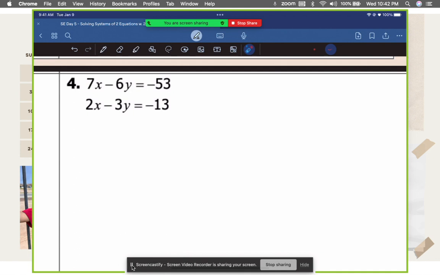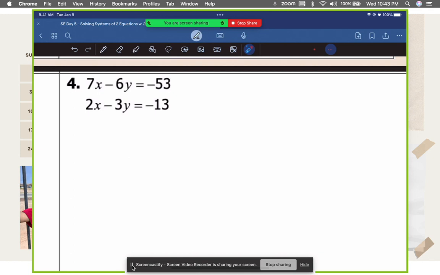Okay, so I'm going to look at the coefficient for x first. I have a 7 and a 2. Those are pretty much completely different, and they have the same sign. I would have to change both equations. Taking a look at this one, I have a 6 and a 3. Different coefficient, same sign. That's not what I want either. However, I have to look at the bigger picture again.